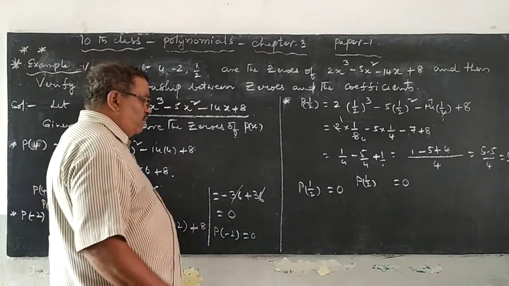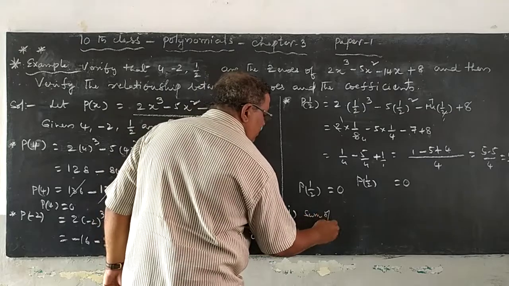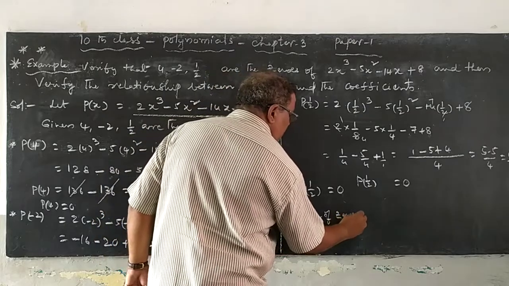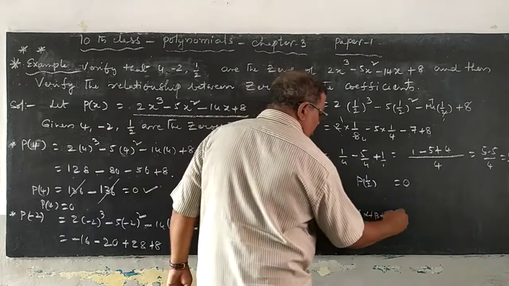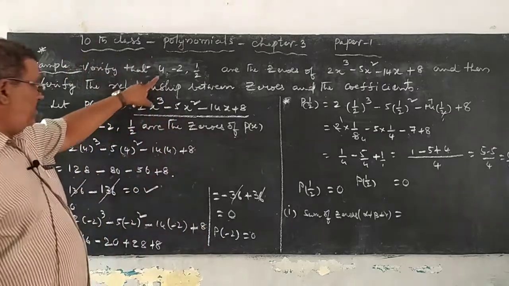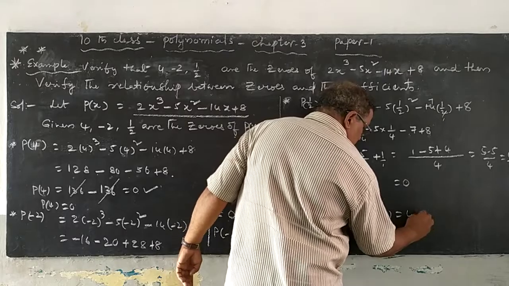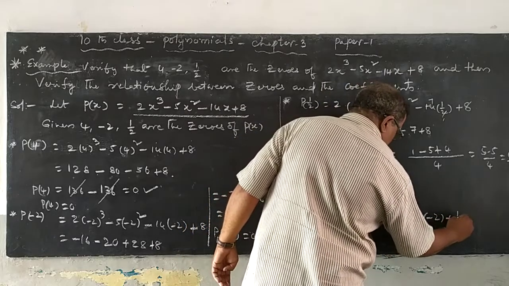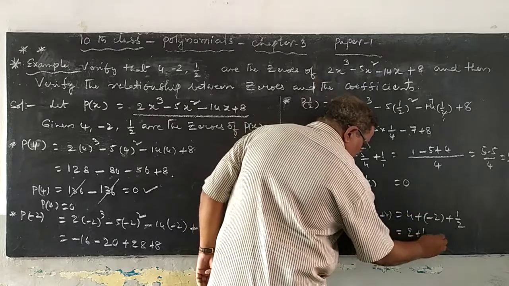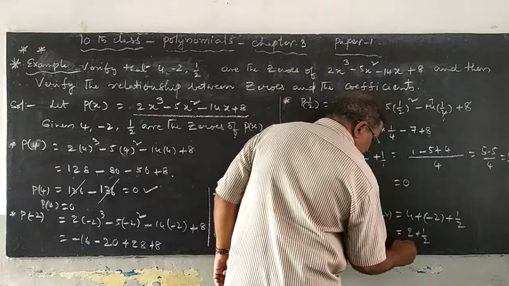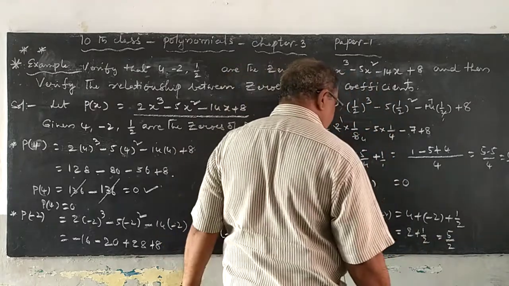First of all, we need to find sum of zeros. That is alpha plus beta plus gamma is equal to, how much will come? This is alpha, second one is beta, third one is gamma. 4 plus minus 2 plus 1 by 2. 4 plus minus 2 is 2, plus 1 by 2. 2 plus 1 by 2 is nothing but 5 by 2.